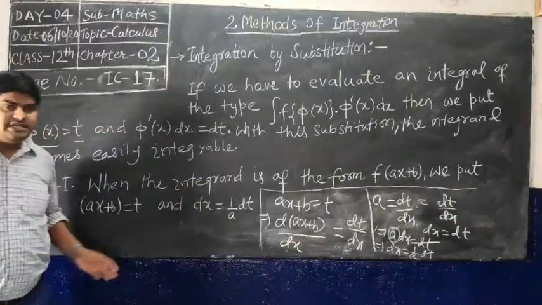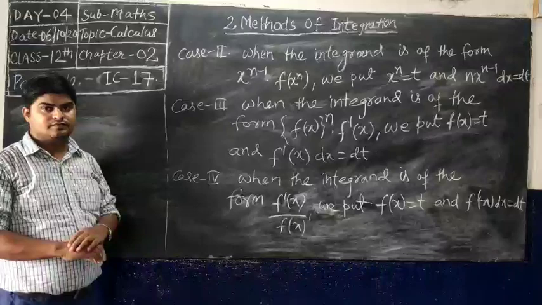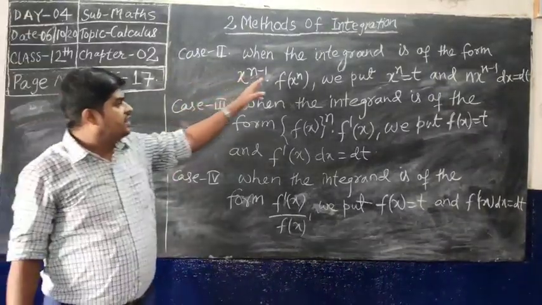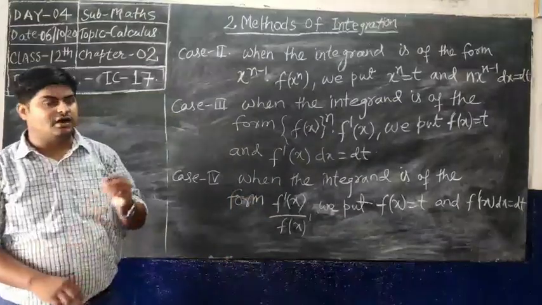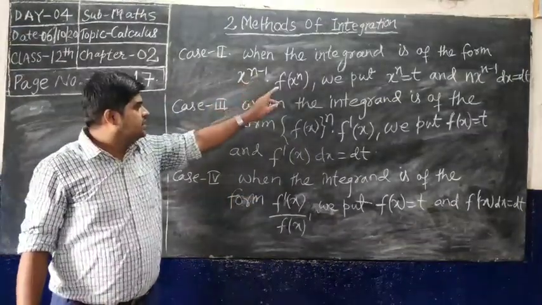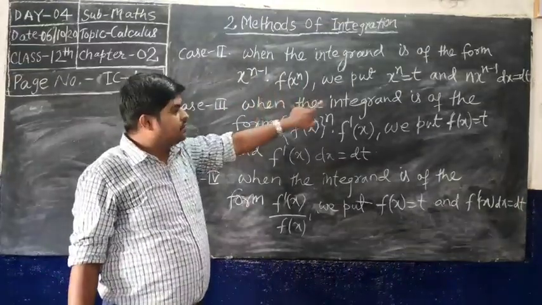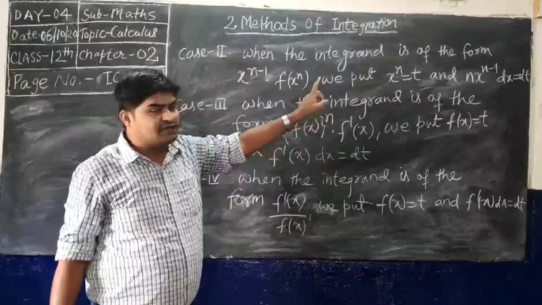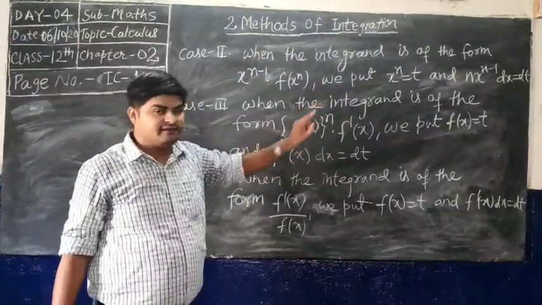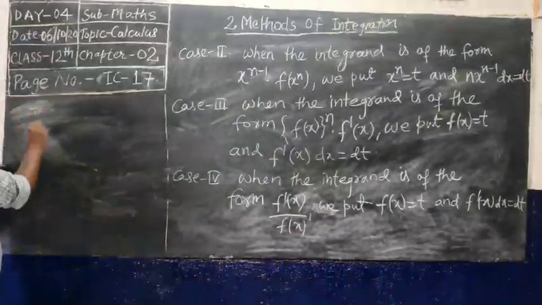Okay, now let us see the second case, case number 2. Students, see case number 2. When the integrand is of the form x to the power n minus 1 dot f of x to the power n, then we put x to the power n is equal to t, then it becomes n x to the power n minus 1 dx is equal to dt. Let's see here how it is possible.